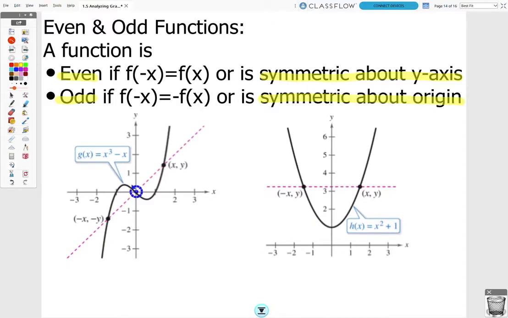So here we have two graphs that represent exactly that. The first graph is this one right here. And this one, I can tell right away it's not going to be symmetric about the y-axis. So this is not going to be an even function. However, if it's odd, it's symmetric about the origin. That means that on opposite sides, where you would have had x, y, you would have negative x, negative y.